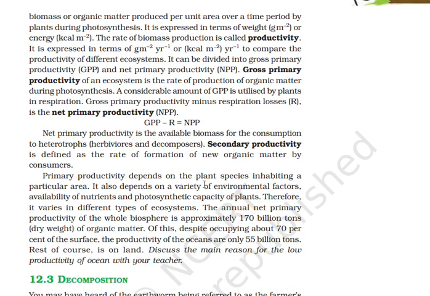It also depends on a variety of environmental factors, availability of nutrients, and photosynthetic capacity of plants. Therefore, it varies in different types of ecosystems. The annual net primary productivity of the whole biosphere is approximately 170 billion tons of organic matter. Of this, despite occupying about 70% of the surface, the productivity of the oceans is only 55 billion tons. The rest, of course, is on land.